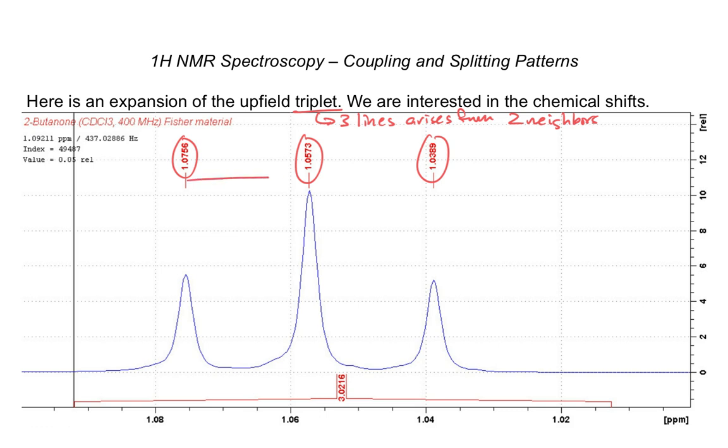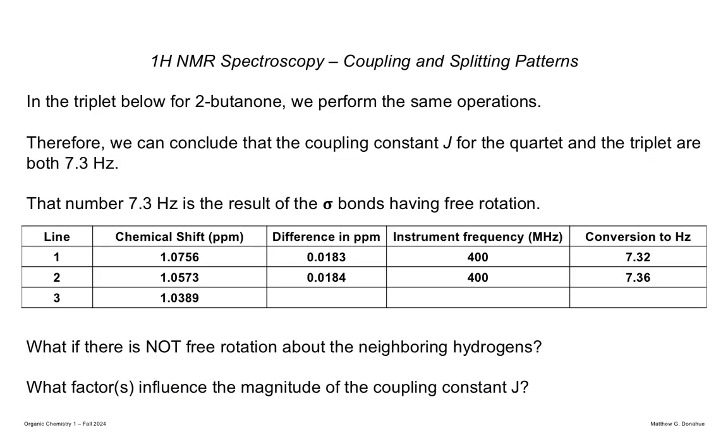So we have 2 values we're calculating, those distances. So there's the 3 lines decreasing chemical shift. Here's the difference, 0.0183 times 400 megahertz. That gets us 7.32, and again, it's about 7.3 hertz.